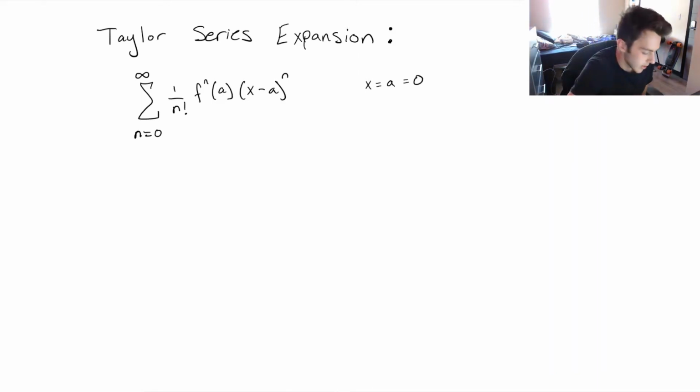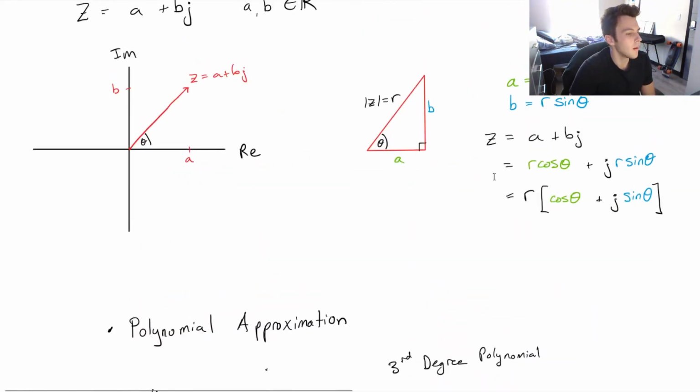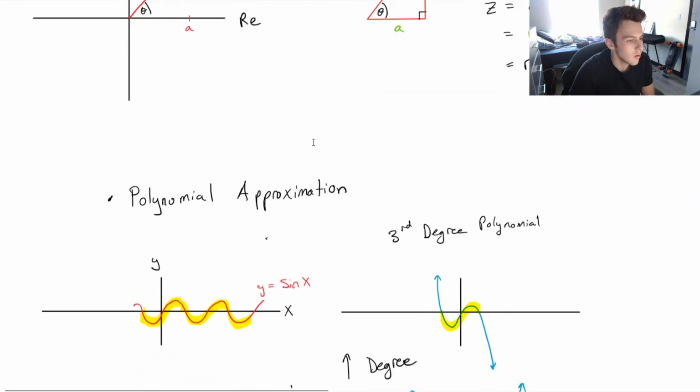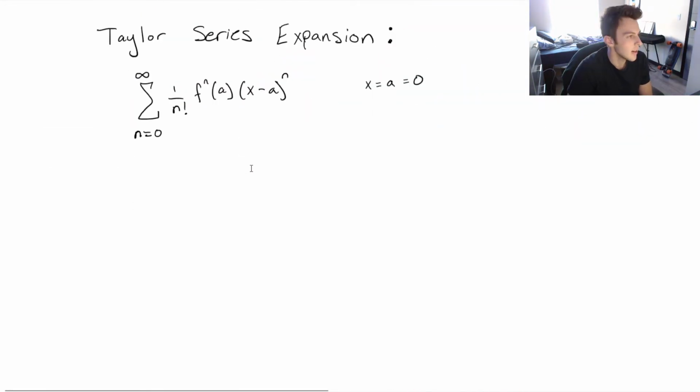It's okay if that doesn't make any sense to you, but it is going to be important for this proof. What we want to do is figure out how we can write a Taylor series expansion for sine and cosine, because that's what I have in my polar form up here. I've got r times cos theta plus j sine theta, and I want to rewrite cos theta and sine theta in terms of a polynomial. So let's figure this out.